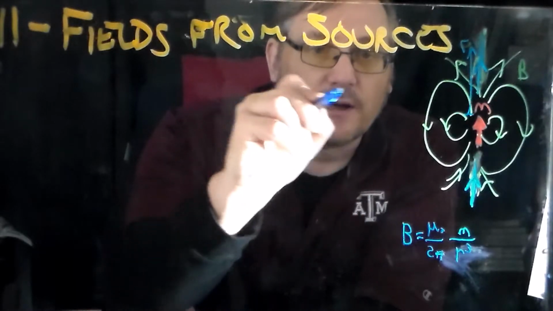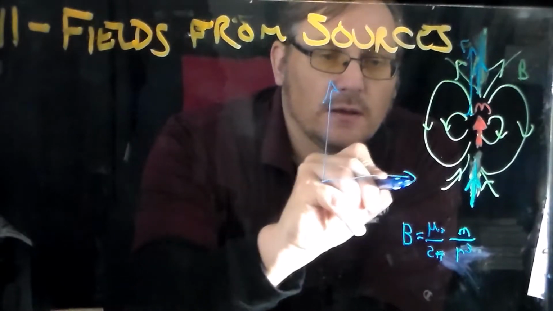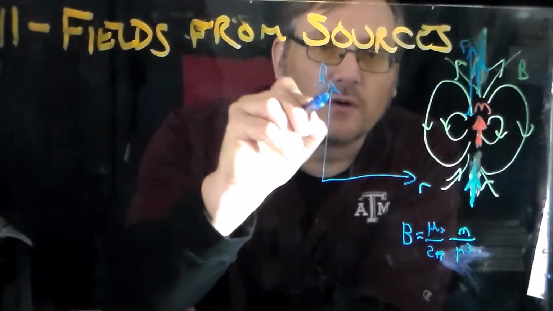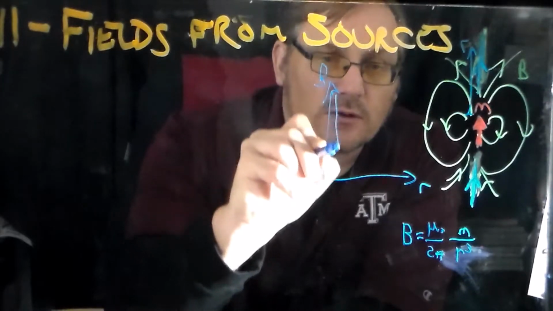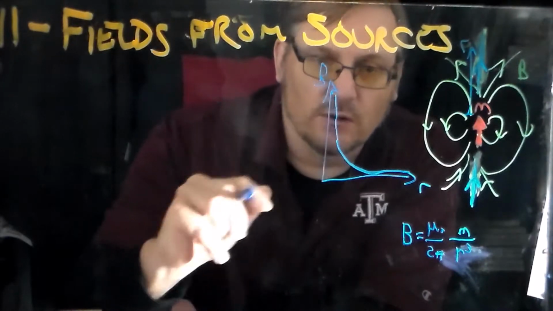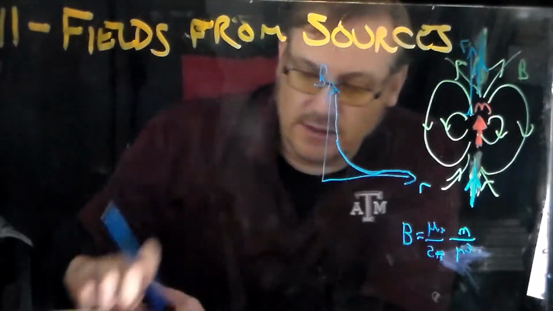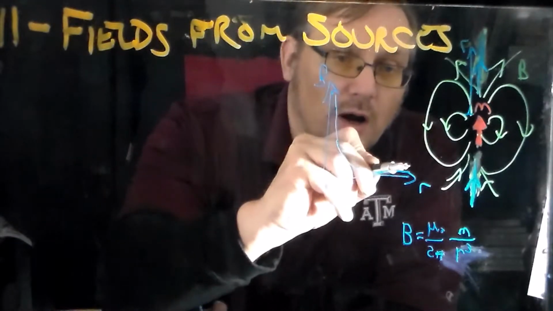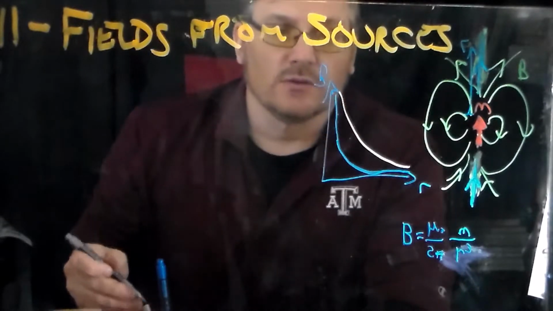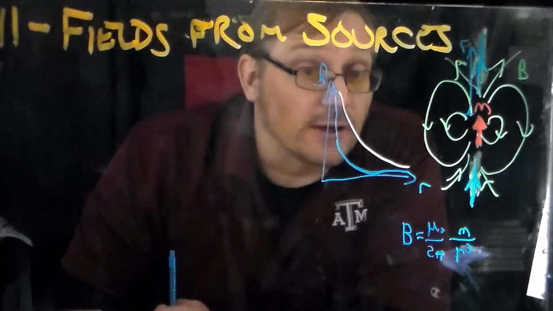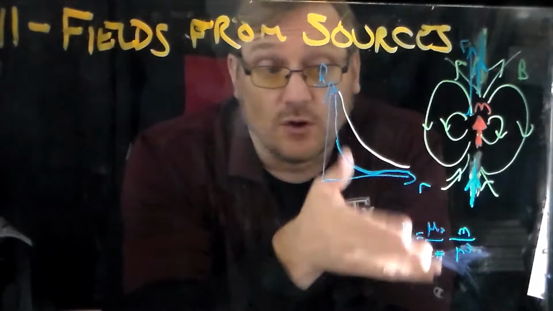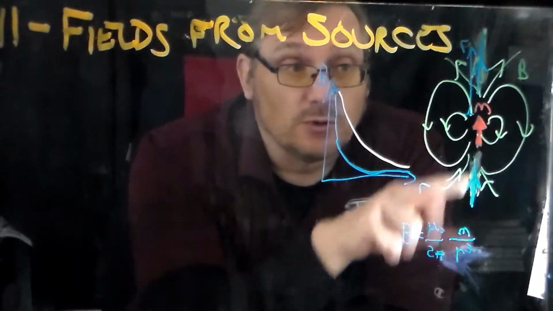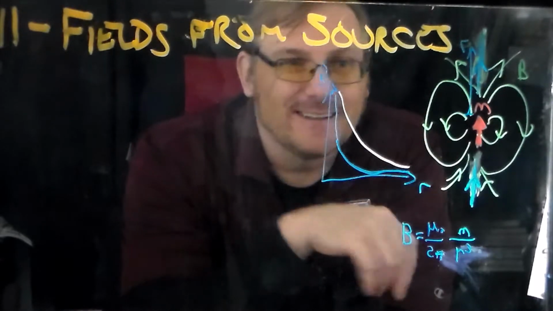Now, last time we had b over r. So that's going to look sort of like this. It goes very quickly. You'll remember previously we had 1 over r, which looks like this. So this drops off a lot faster. That's all the r cubed means. And it's proportional to this magnetic moment.